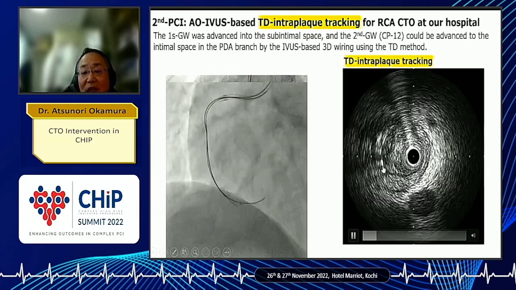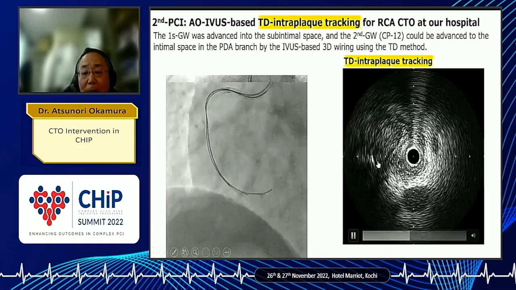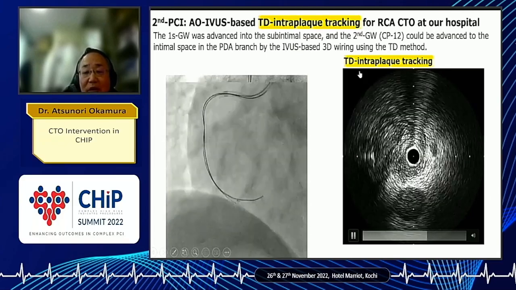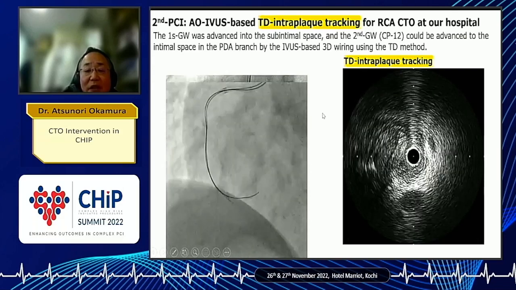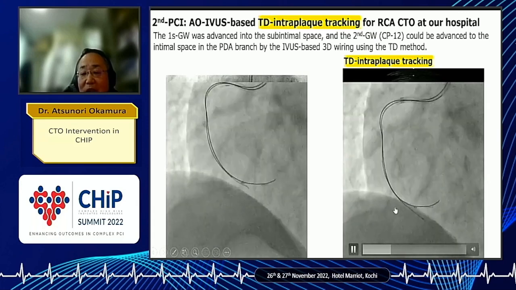So this is the second guide wire. The second guide wire was got into the PDA lumen like this. This is the interplug tracking using the IVUS guided wiring. After that, I advanced the IVUS into the PDA branch.